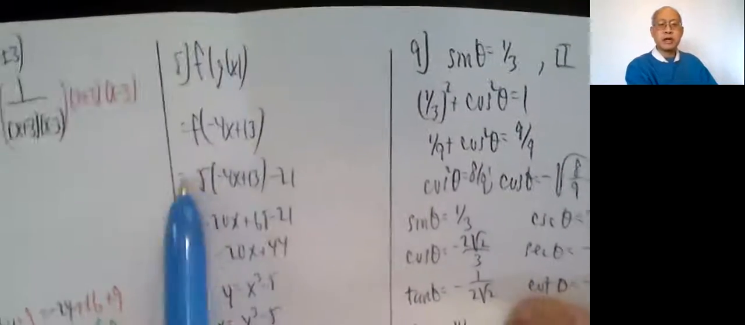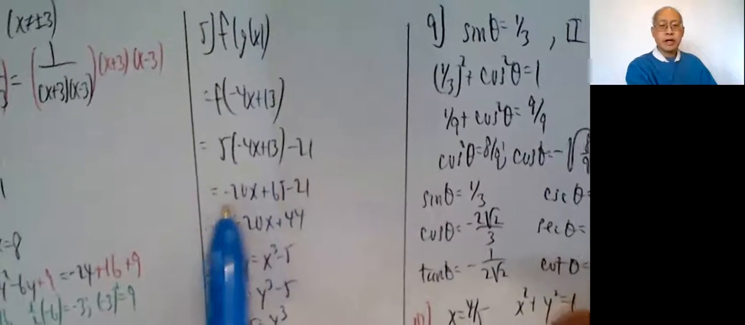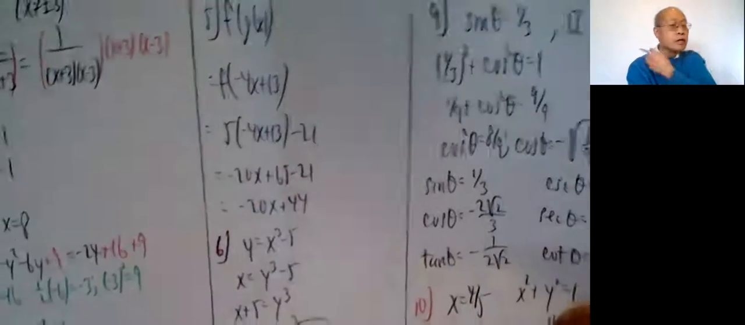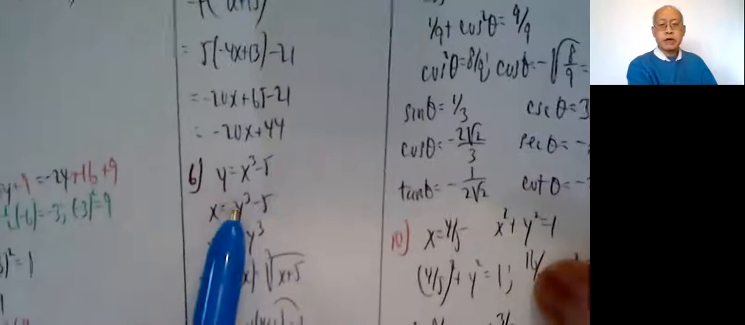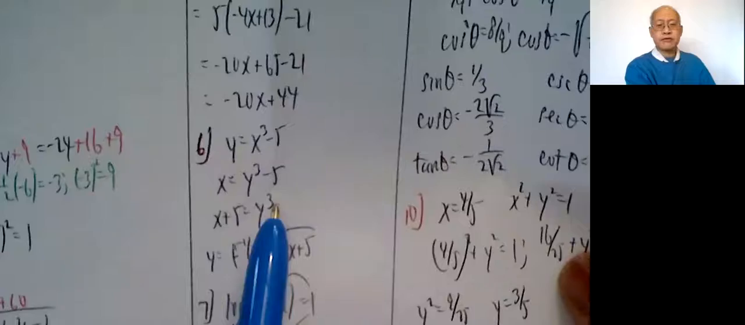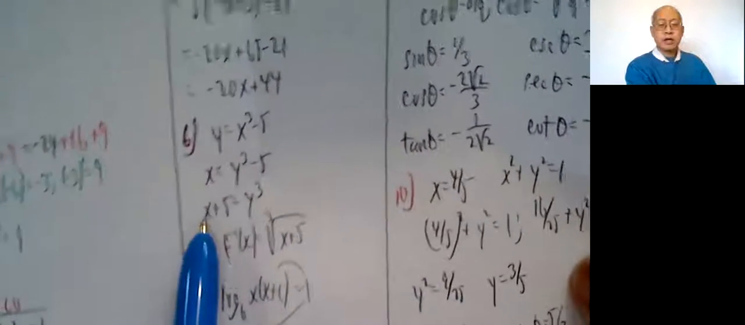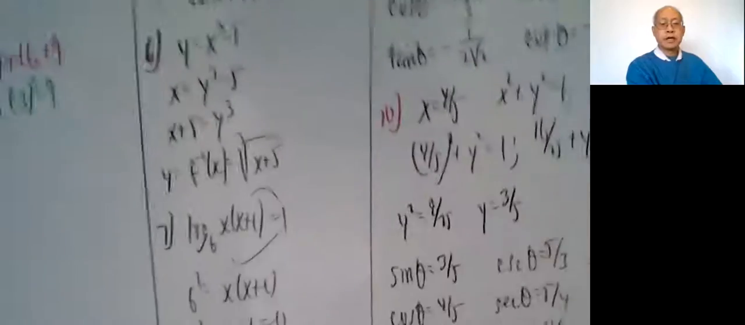Number 5, f of g of x is f of negative 4x plus 13. 5 times negative 4x plus 13 minus 21. Negative 20x plus 65 minus 21. Negative 20x plus 44. Number 6, y equals x cubed minus 5. Switch around x and y. X equals y cubed minus 5. Add 5. Take the cube root. F inverse of x is cube root of x plus 5.